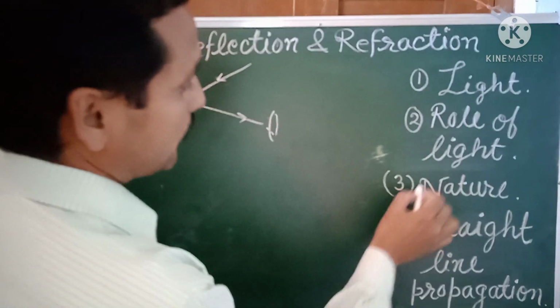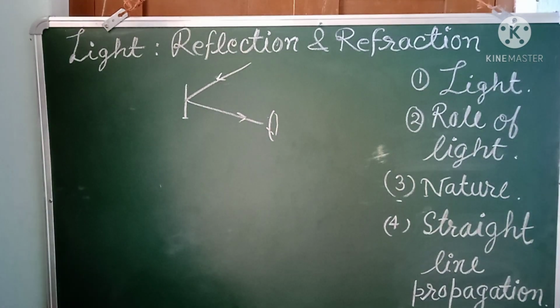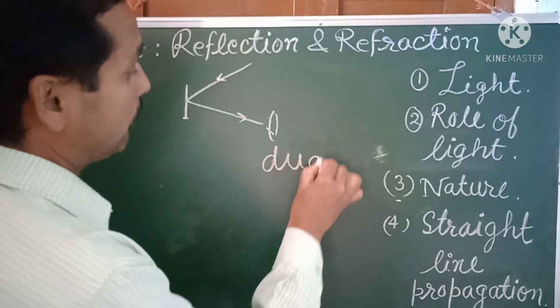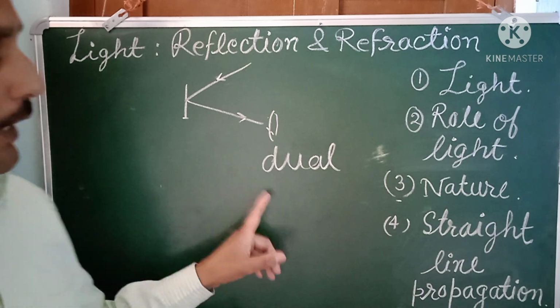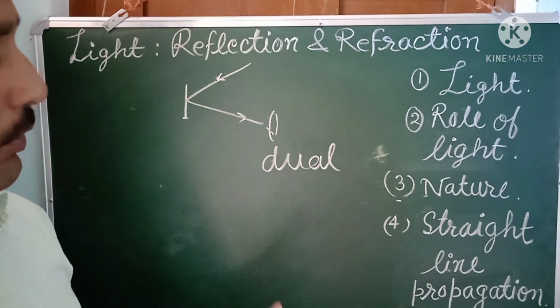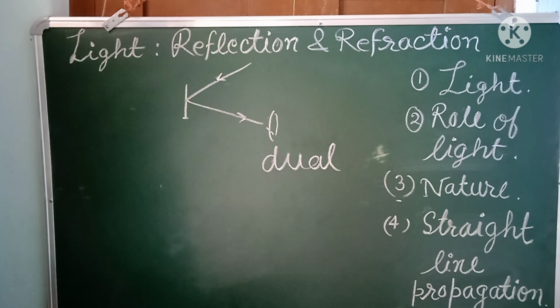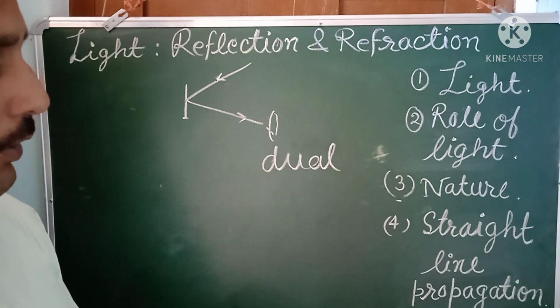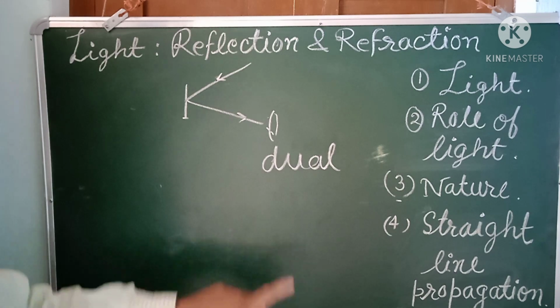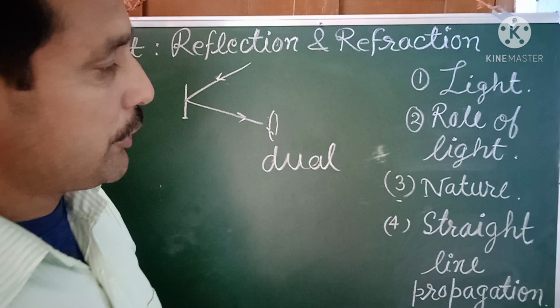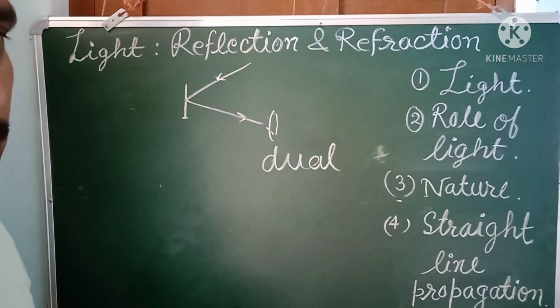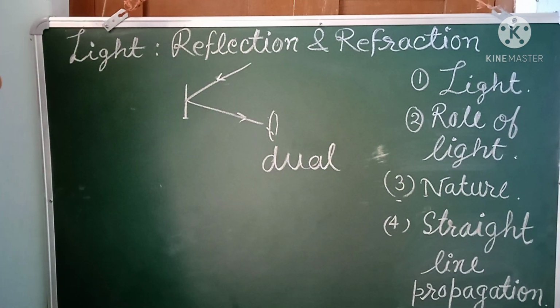Now, nature of light. Light has dual nature. The first one is particle nature and the second is wave nature. Light can be emitted or absorbed as particles, so it has particle nature, and it always travels as a wave, so it has wave nature. That means light has dual nature. It can be absorbed or emitted as particles and travels as a wave.